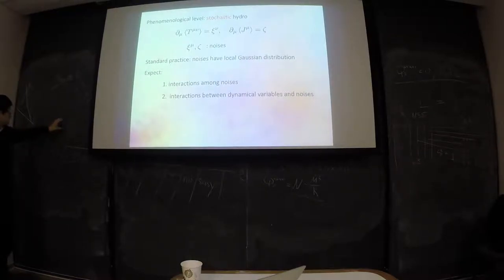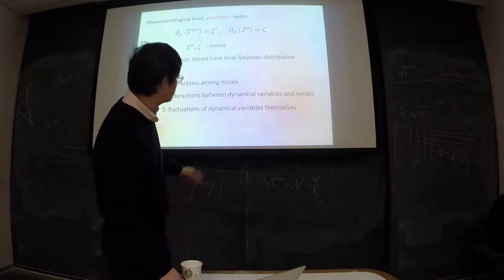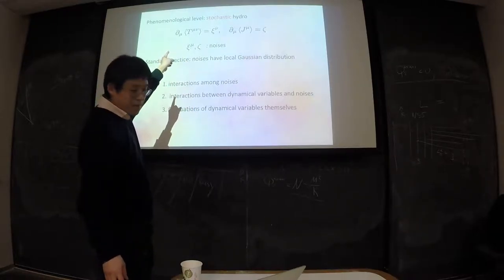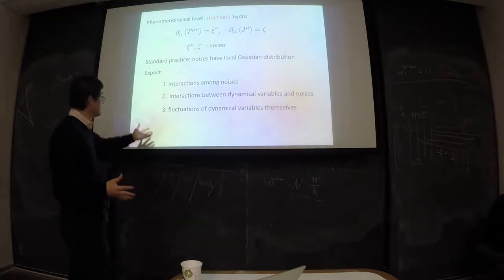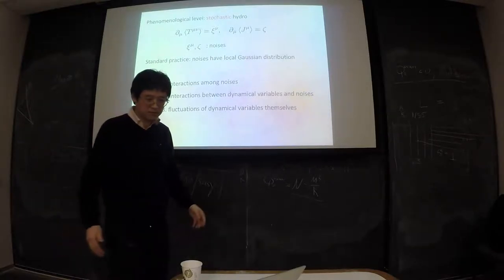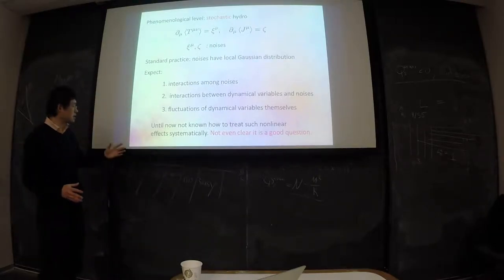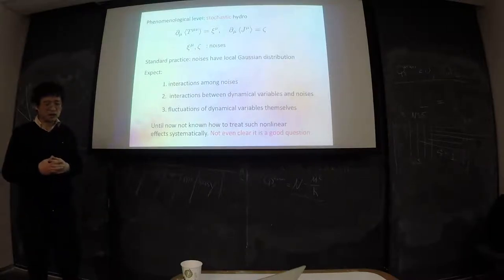Because this interaction is very specific, just the linear source, linear noise coupled to your dynamic variable. Also, if you look at that equation, only the noise fluctuates. The dynamic variable only fluctuates indirectly through the noise. But you would expect the dynamic variable should also fluctuate themselves. Until now, it's actually not known how to treat such kind of nonlinear effect systematically. And actually, it's not even clear this is a good question.